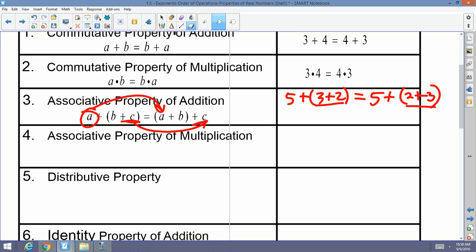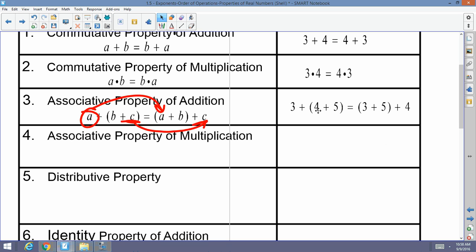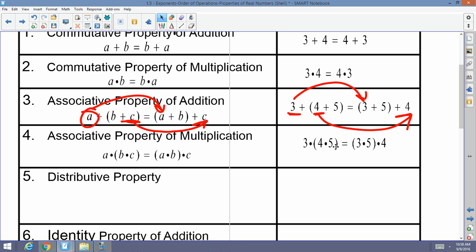Oh, okay, well then what's associative? I've got to take something out of the parentheses. So I've got 3 plus parentheses 4 plus 5 here, but that equals 3 plus 5, as you can see in the parentheses, plus 4. What ended up happening here is I had the 3 on the outside, I brought it inside. I had the 4 on the inside, I brought it outside. That's the associative property of both addition and multiplication.